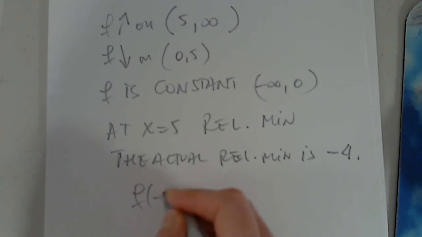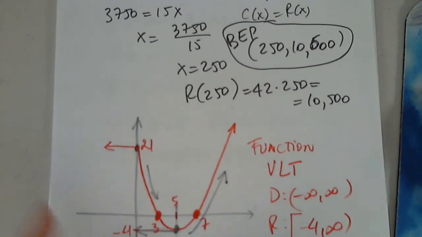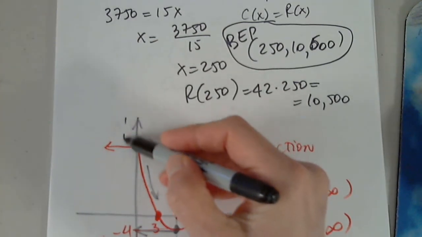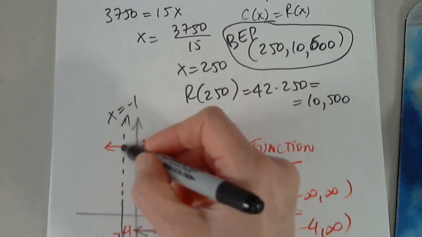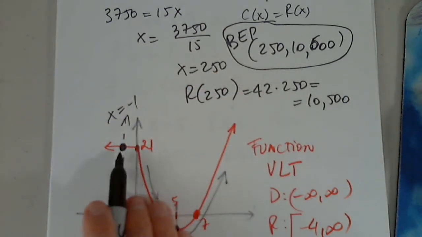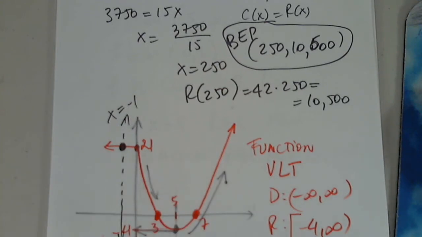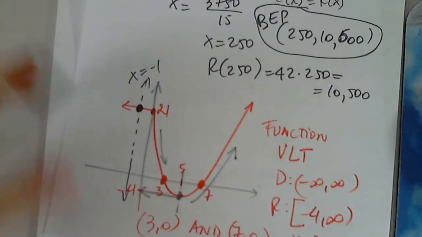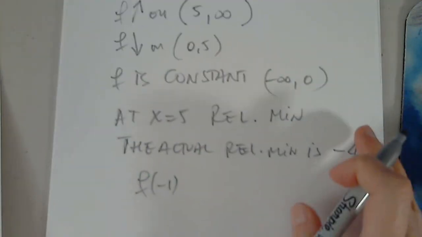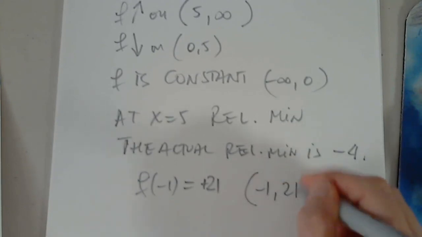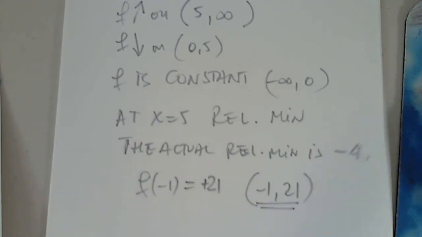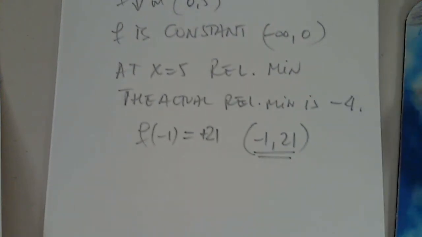Then f of negative 1. So f of negative 1. To find f of negative 1, I have to draw a vertical line, or imagine I draw a vertical line, x equals negative 1, and I see it crosses the graph in one point, and I read the y value. And that is 21. So f of negative 1 equals positive 21. So this is also the point I read from. I read from the point (negative 1, 21).